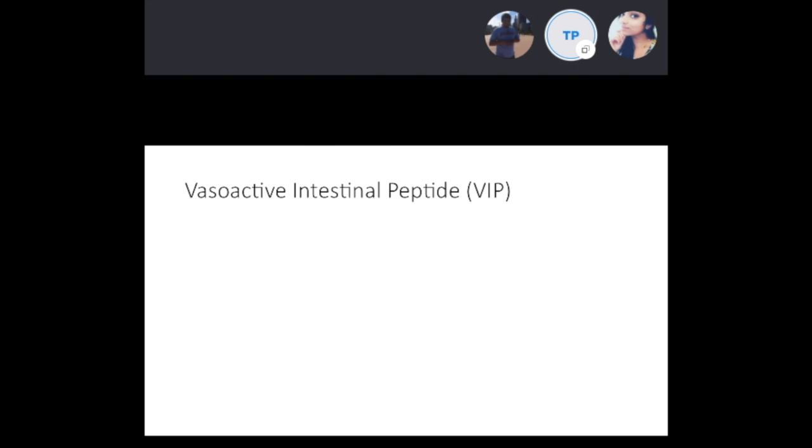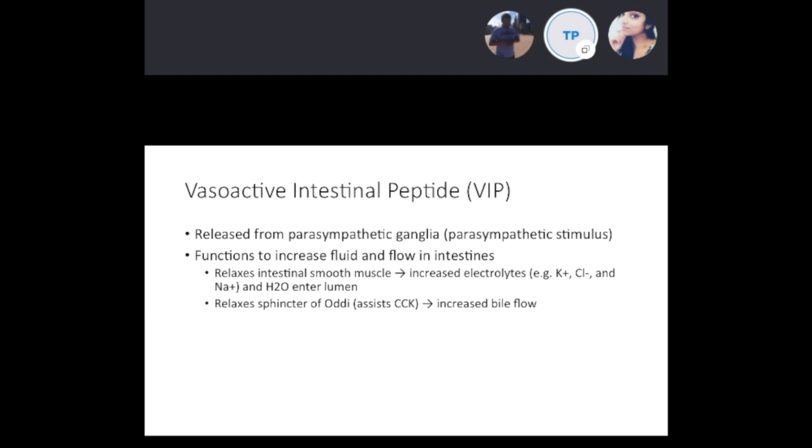VIP, or vasoactive intestinal peptide, is released from the parasympathetic ganglia by a parasympathetic stimulus, and it functions to increase fluid and flow in the intestines. It does this by relaxing intestinal smooth muscles, which will increase the electrolytes and water entering the lumen. And relaxation of the sphincter of Oddi, which is assisted by CCK, will increase the bile flow.